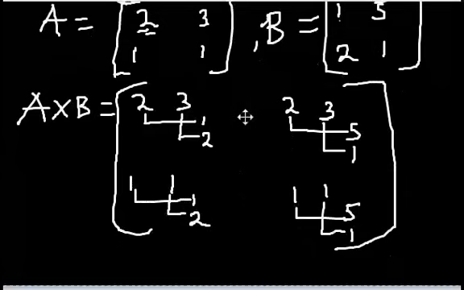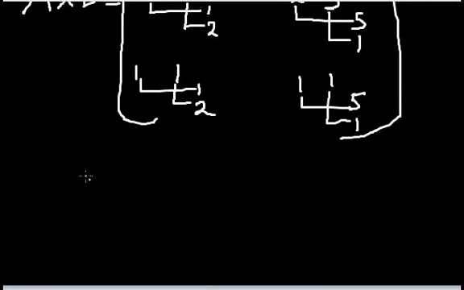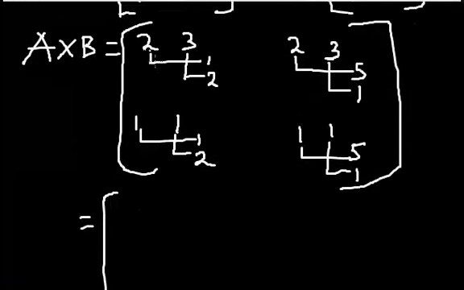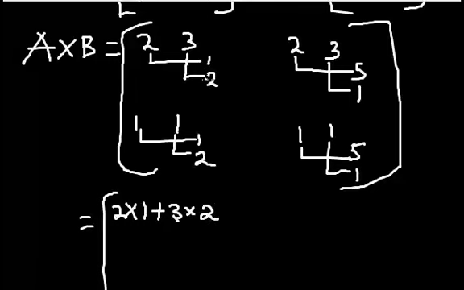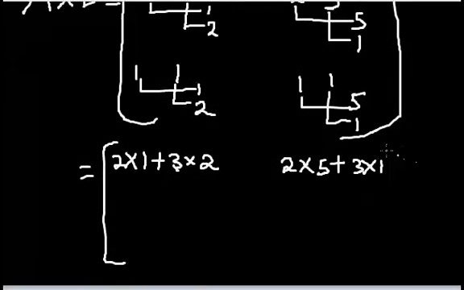Okay, so now let's do that. So now I have my matrix now, which is going to be equal to, in this case, 2 times 1, then plus 3 times 2. Remember, use plus to connect the products. Then the same thing happens here. Here I have 2 times 5, then plus 3 times 1. I'm done with that. Okay, so let's go to this.